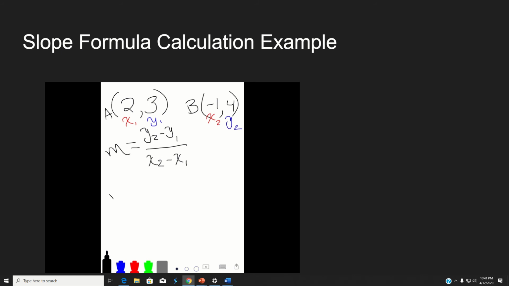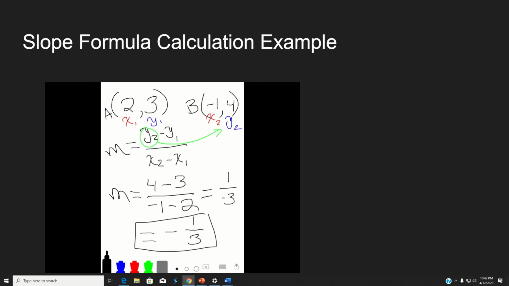So now it's an exercise of substitution. We substitute the 4 corresponding to y2, as you can see right here, subtracted by y1, which is 3, divided by −1, which is x2, minus x1, which is 2. Solve the numerator and the denominator. 4 minus 3 equals 1, −1 minus 2 equals −3, and we rewrite that fraction as −1/3. That's the slope of those 2 points.